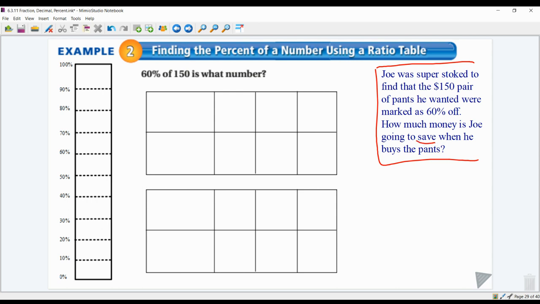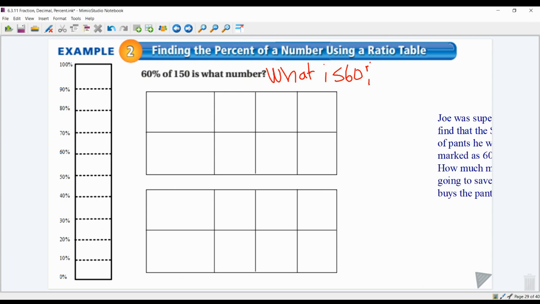If he buys these pants, I want to know, and here's my question, what is 60%? And I'm going to move this over, and move this to finish writing that: 60% of 150. So I've got my double number line. I'm going to go ahead and start with that. I know if I pay full price, it's up here at 150.